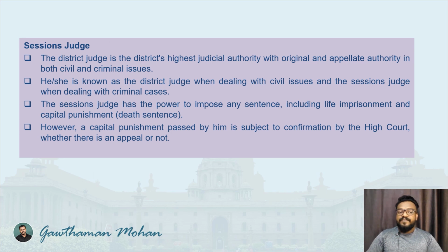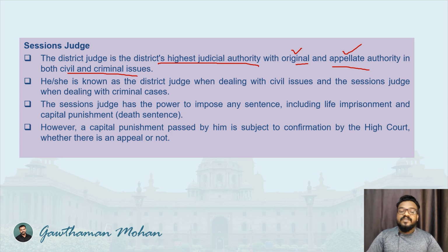Sessions judge. The district judge is the district's highest judicial authority. Very important. So who is the highest judicial authority in a district? It is the district judge with original and appellate authority in both civil and criminal issues. Very important. That means the district judge handles both aspects. One is the criminal aspect and one is the civil aspect. He has original and appellate authority in civil and criminal affairs.